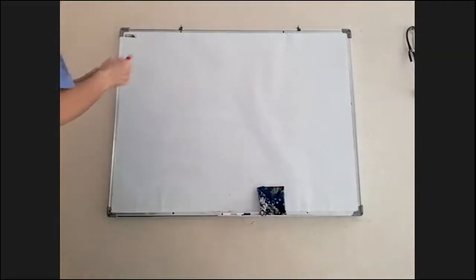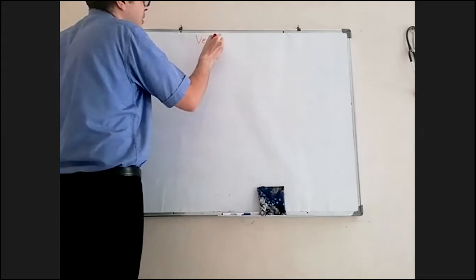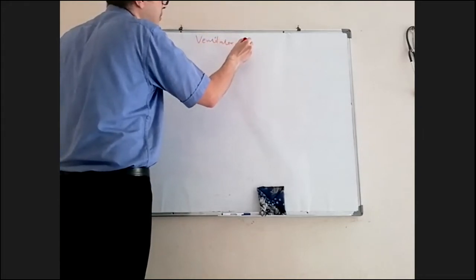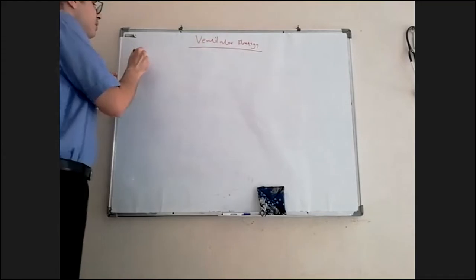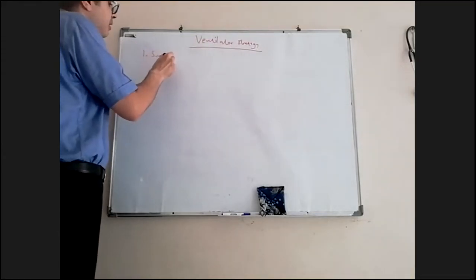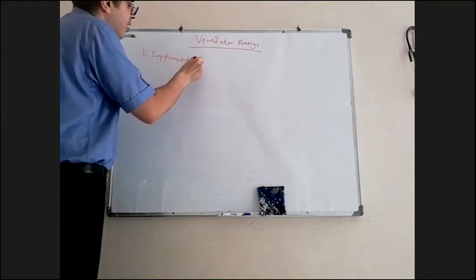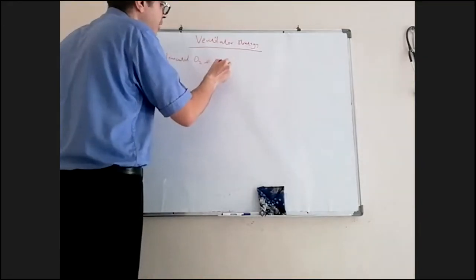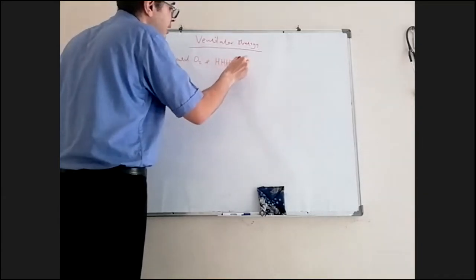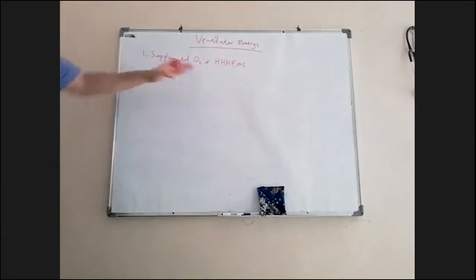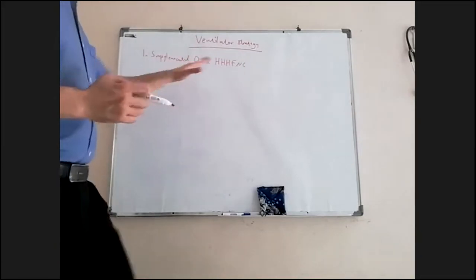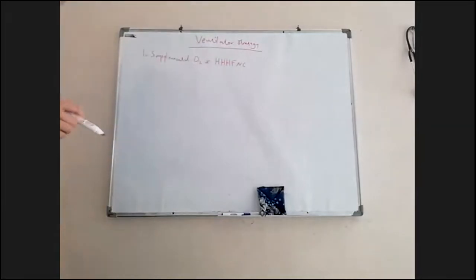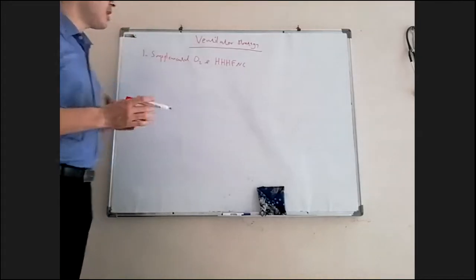Okay, let's go to the ventilator strategy in RDS. So number one, supplemental oxygen and heated humidified high flow nasal cannula, HHHFNC. This is the first point. If the RDS is not severe, we can use supplemental oxygen and heated humidified high flow nasal cannula.